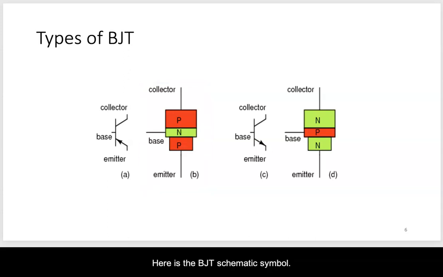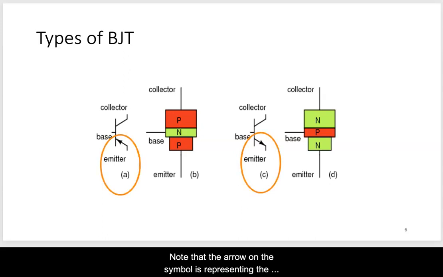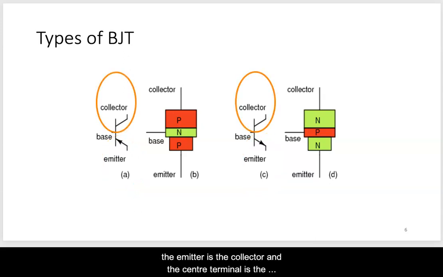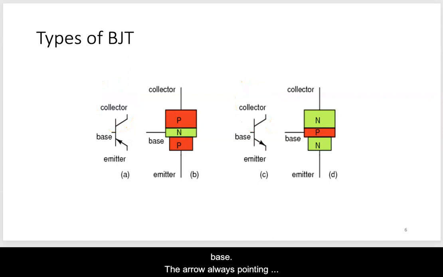Here is the BJT schematic symbol. Note that the arrow on the symbol is representing the emitter terminal. Hence, the terminal opposite the emitter is the collector and the center terminal is the base. The arrow always pointing towards the N-type material, which means if the arrow is pointing towards emitter, it is an NPN-BJT, and if the arrow is pointing to the base, it is a PNP-BJT.